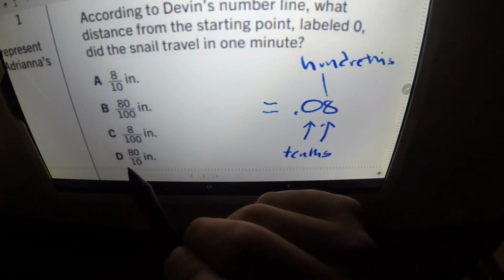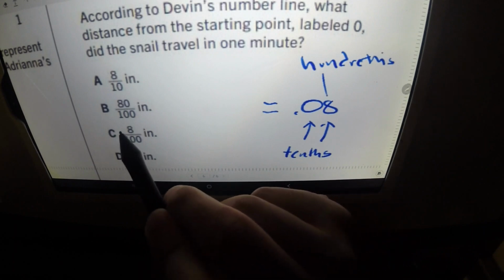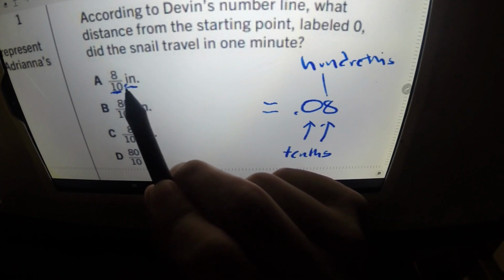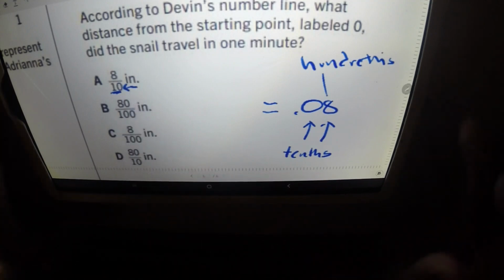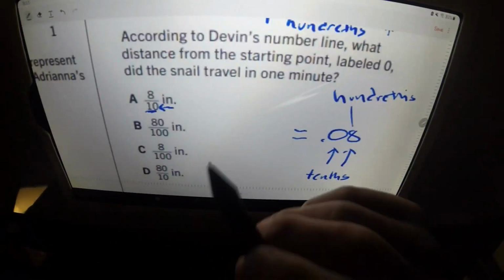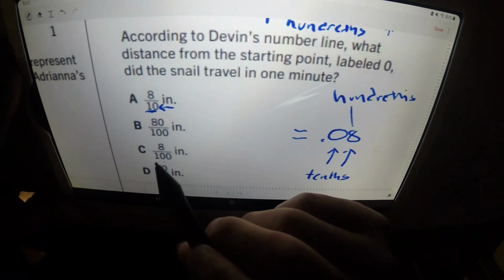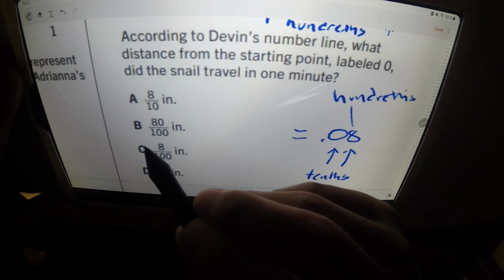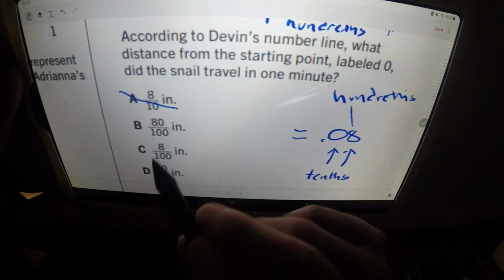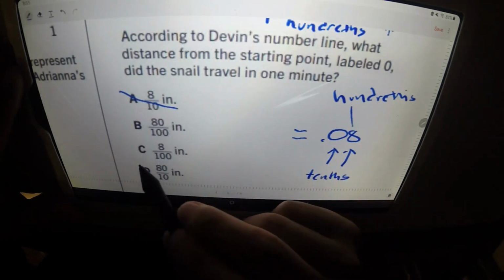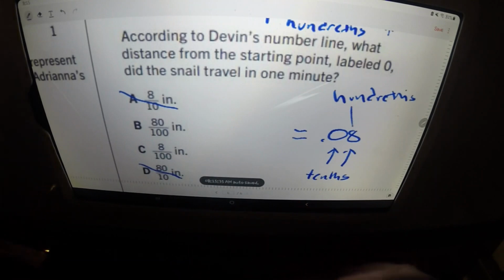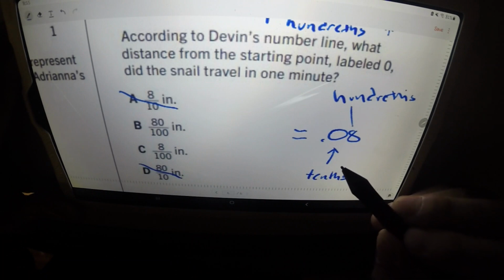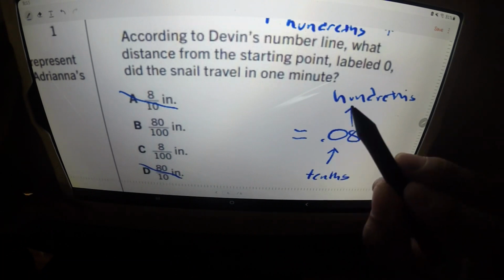So we're looking for something that has the number 100 as the denominator. This bottom number is the denominator. That's what we want to be 100. Knowing that, we can easily cross this one out because it's got the 10 underneath it, and this one out because it's got the 10 underneath it. We already know those are not the answers we're looking for. We're not looking for tenths, we're looking for hundredths, right?